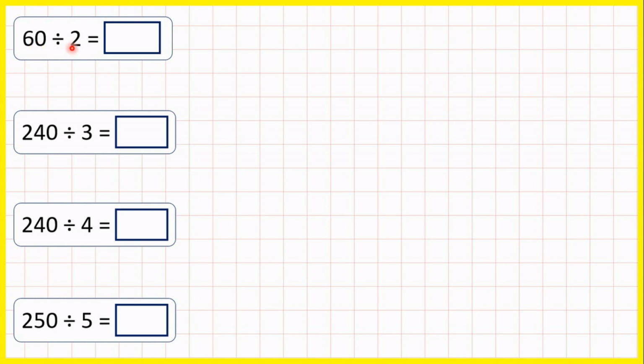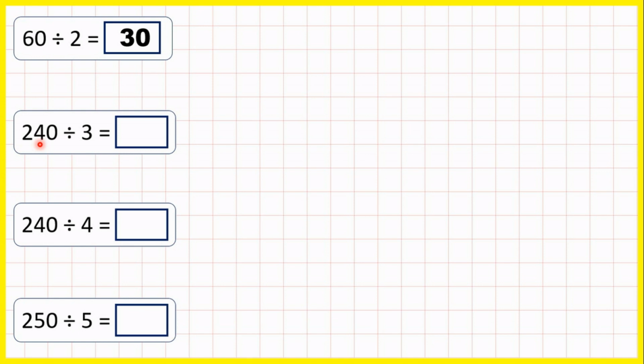First, we have 60 divided by 2. Well, 6 divided by 2 is 3, so 60 divided by 2 is 30. If we ignore our end 0, 6 divided by 2 is 3, because 3 times 2 is 6, but if we have one end 0 in our dividend, we need one end 0 in our answer.